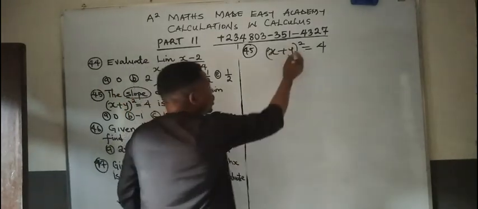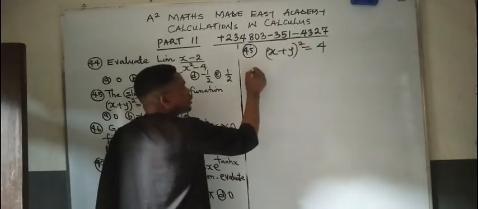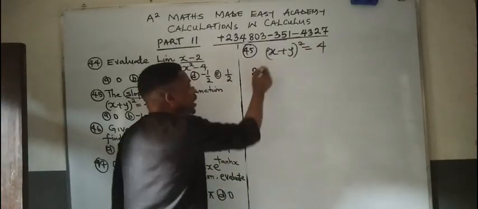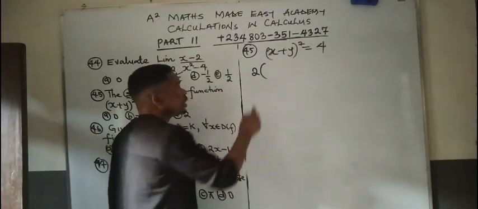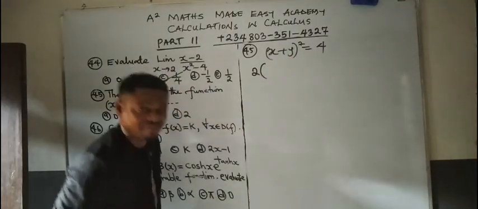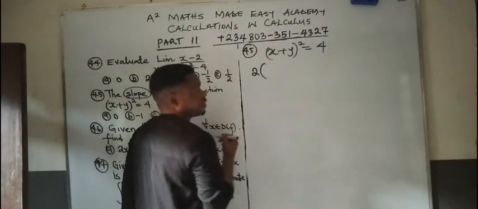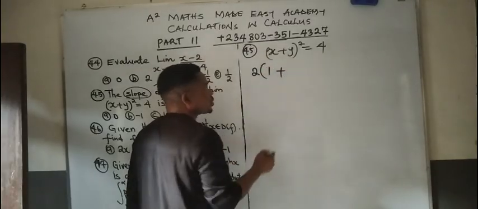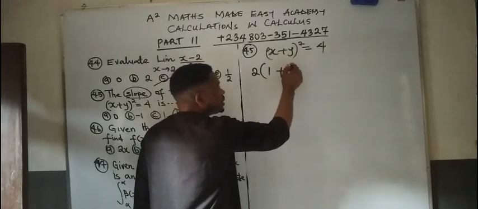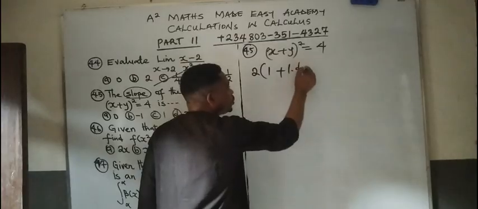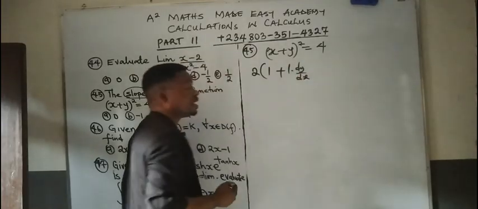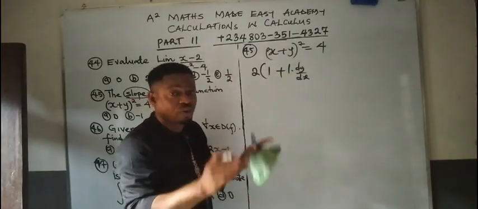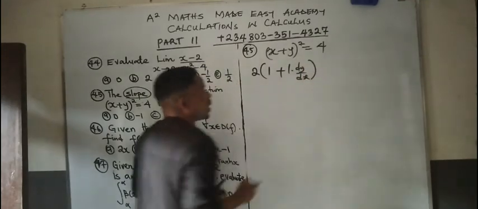So how do we do it? Chain rule says consider the power. What is the power? 2. I will now write 2. Then open the bracket. The next thing is to differentiate the base. Can we differentiate one after the other? Differentiate x. What is the answer? 1. Then plus differentiate y. What is the answer? y. Then remember to put the dy over what? The dx. The reason is because y is a function of what? x. I will now close the bracket.